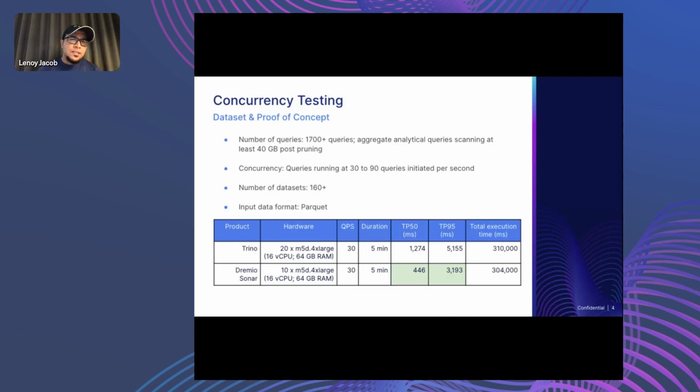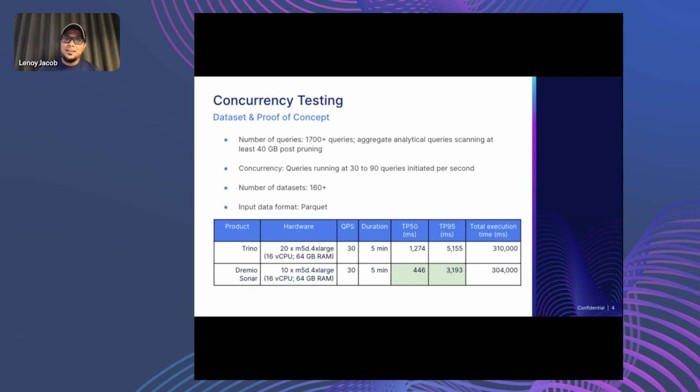All right. So let's look at the proof of concept that they did with Dremio and Trino, right? This was a high concurrency and low latency use case for the proof of concept. They provided 1,700 queries initiated randomly at a rate of 30 queries per second. Now, keep in mind that this is 30 queries initiated per second, right?